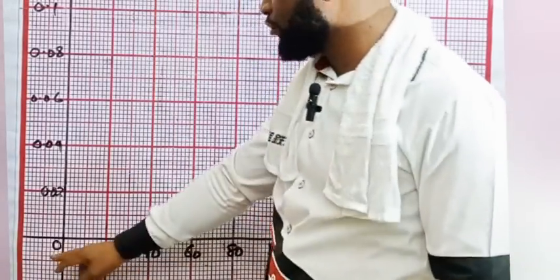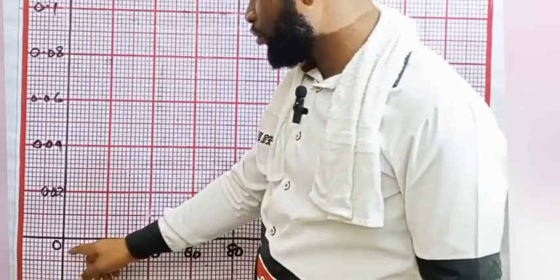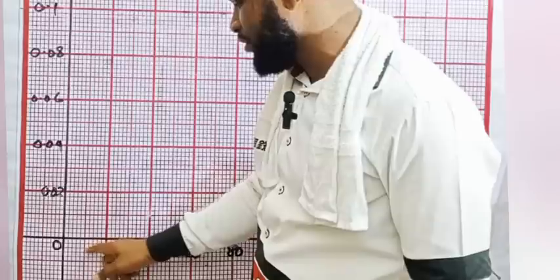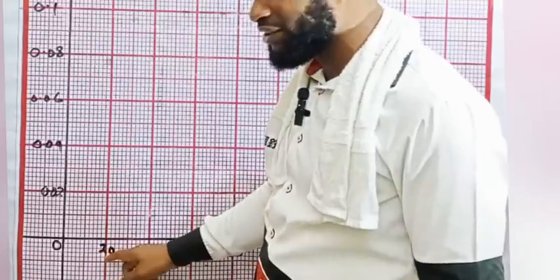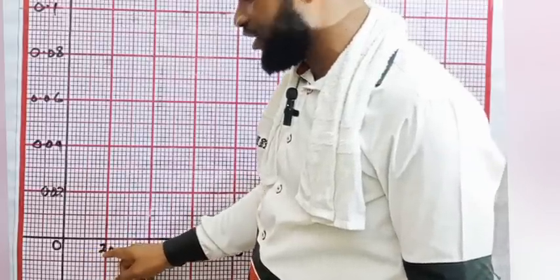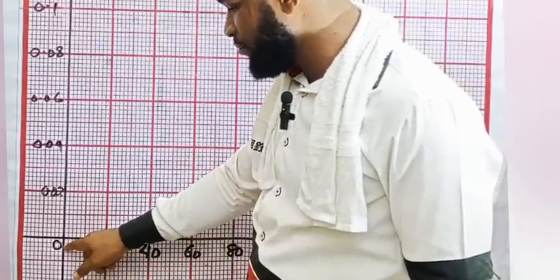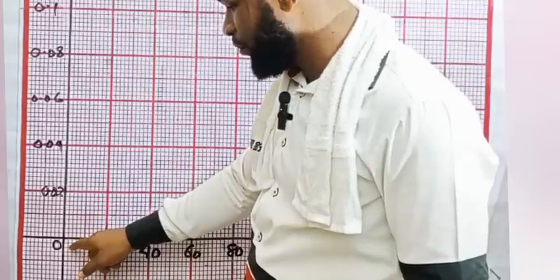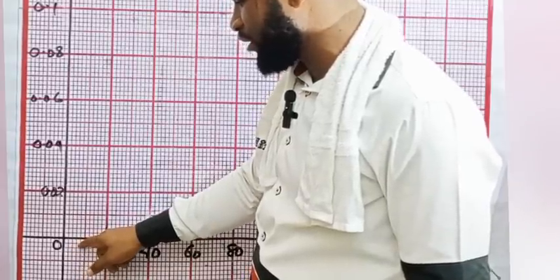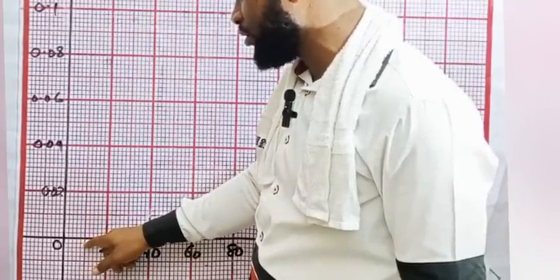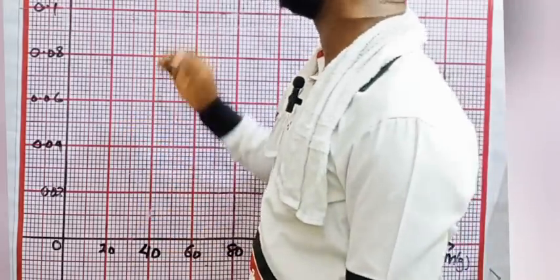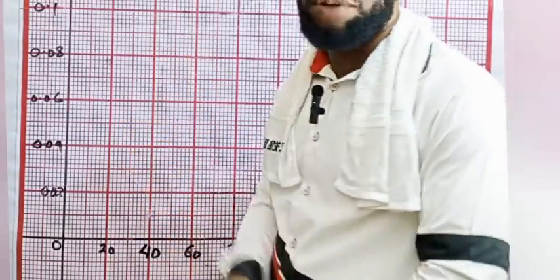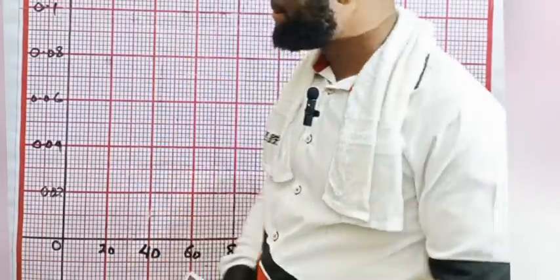While if you come to the horizontal axis, what does each small line here mean? If you say how many lines make this 2 cm, it is 10 lines. 20 divided by 10 is 2. So this small line means 2. This is another 2, which is 4. This is another 2, which is 6. This is another 2, which is 8. This is another 2, which is 10, until you reach 20. So now that you know what each line represents, your plotting of the graph is going to be very easy.